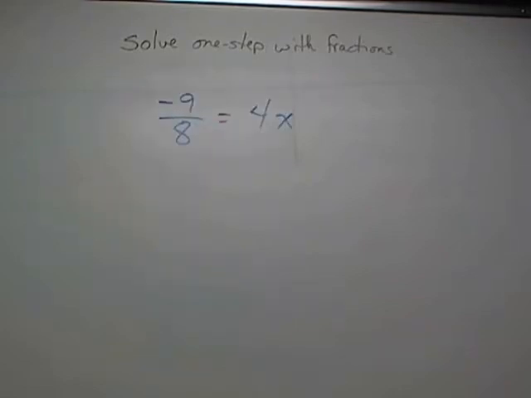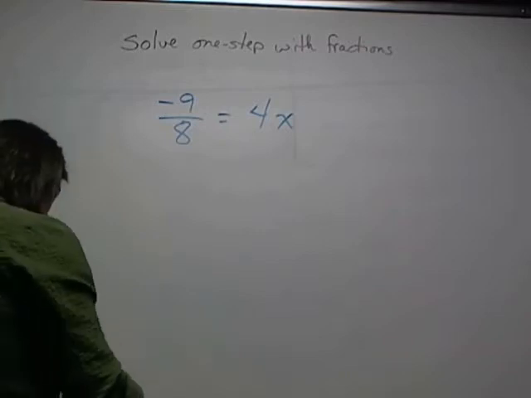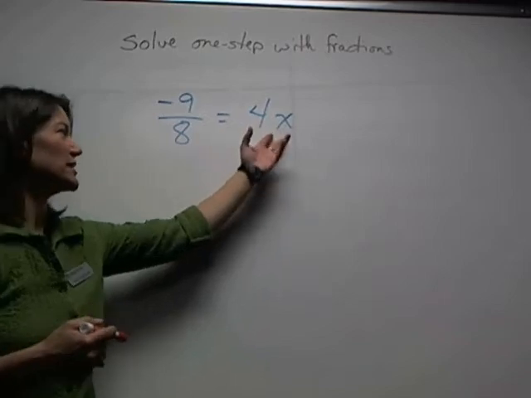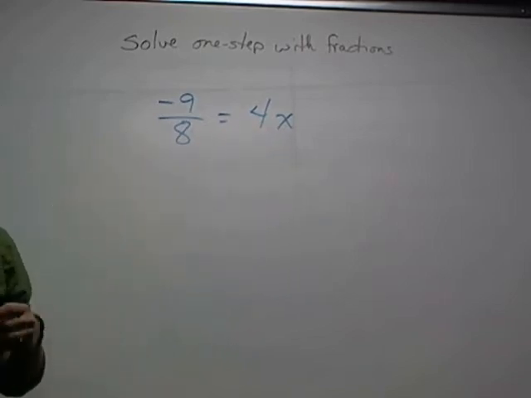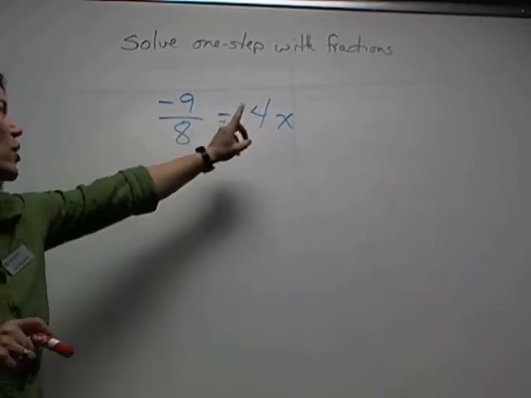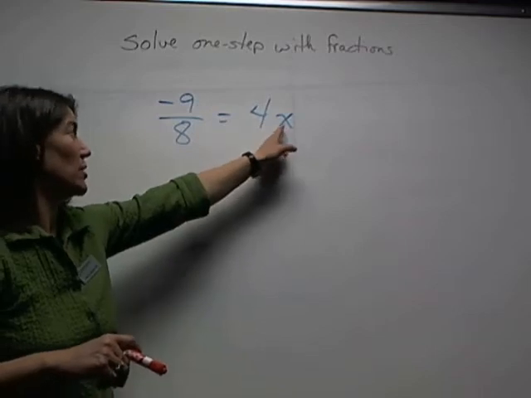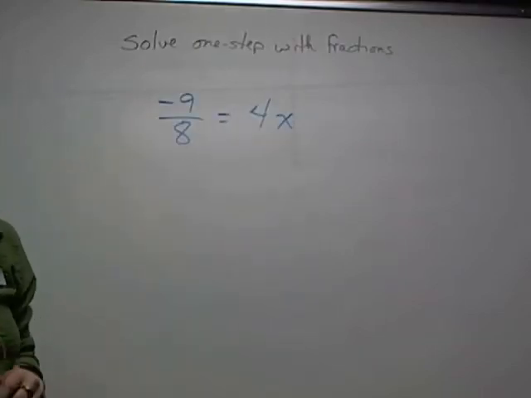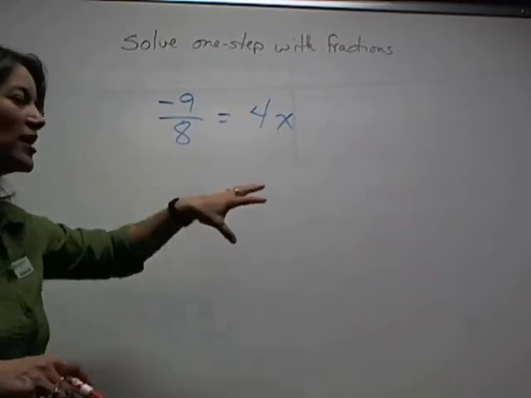Let's try another one. Here I have -9/8 is equal to 4x. Now don't get confused because the variable is on the right side instead of the left side. The goal is still the same. We're trying to get x alone. We need to get rid of the 4, not the 9/8. Now to get rid of the 4, I would divide by 4.